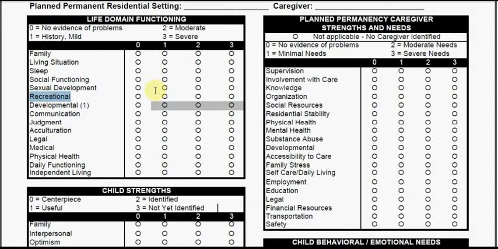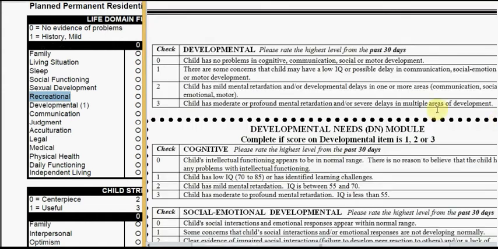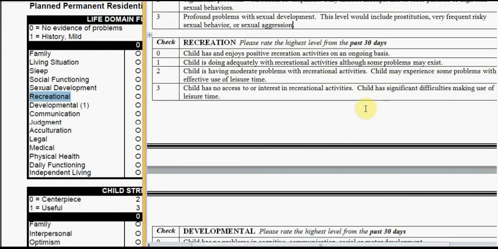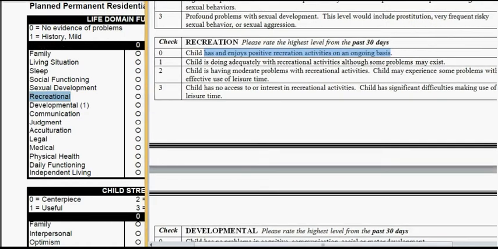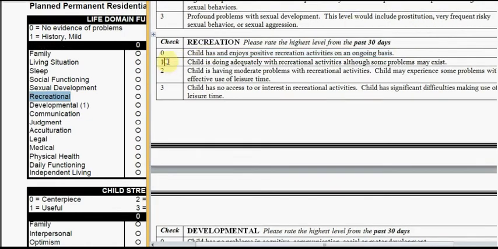Okay. Recreational. In recreational, in 0, the child has and enjoys positive recreational activities on an ongoing basis. In 1, the child is doing adequately with recreational activities, although some problems may exist. In 2, the child is having moderate problems with recreational activities. Child may experience some problems with effective use of leisure time. And in 3, the child has no access to or interest in recreational activities.